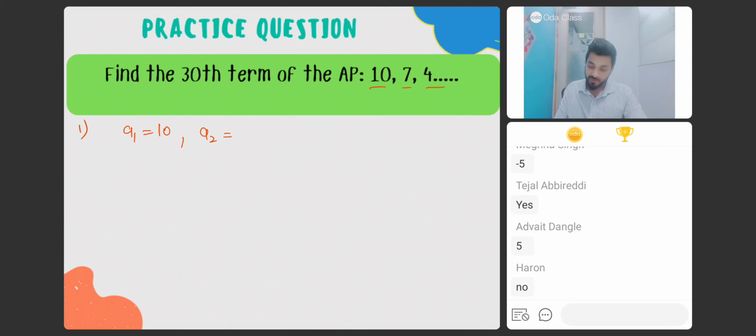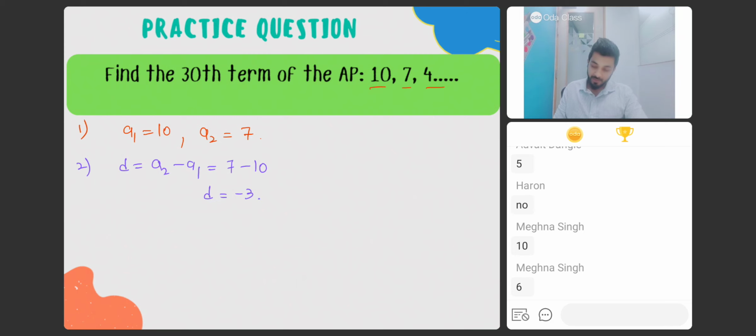What is the second term? 7. Very good. So can you tell me the common difference? It is A2 minus A1, so 7 minus 10. What is the common difference? Very good, minus 3. So we have got the common difference.